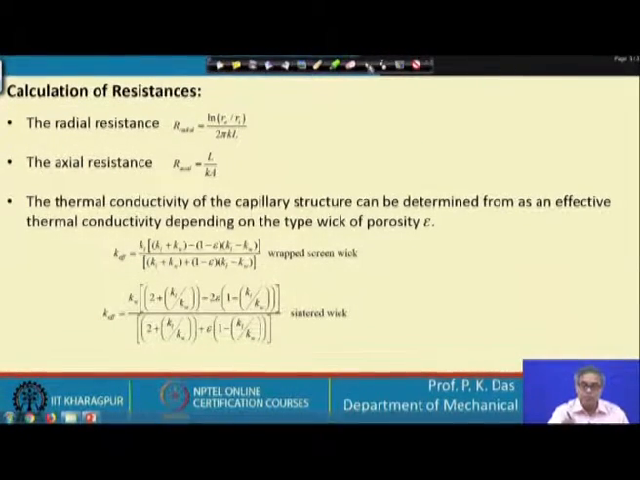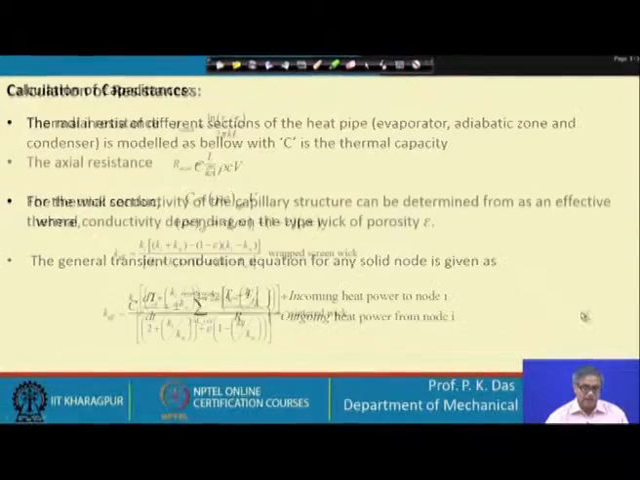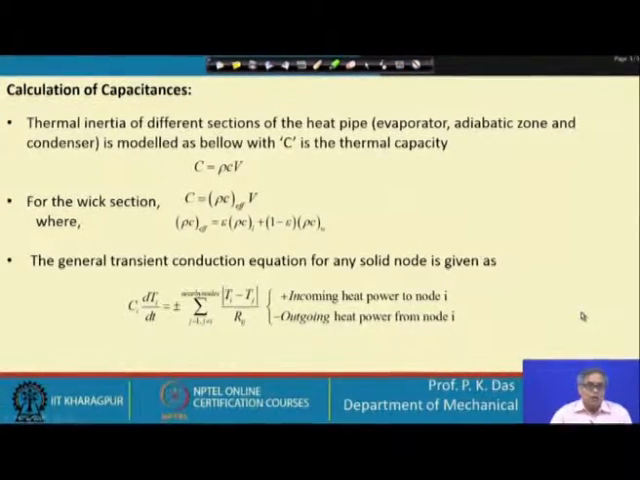Now, if we move to the next slide, how can we calculate the capacitance? Because each of the lumps or each of the nodes will have some capacitance, and if we consider the transient problem, then the consideration of capacitance is very important. So, basically we are talking about thermal inertia and thermal capacitance. This C is the thermal capacity and it is given by rho C into V. Rho is the density, C is the specific heat and V is the volume.